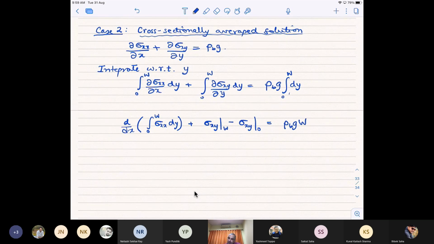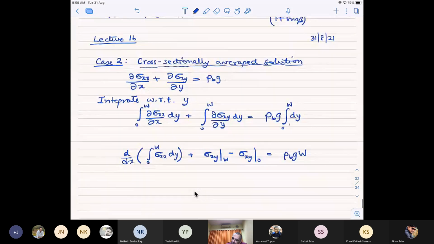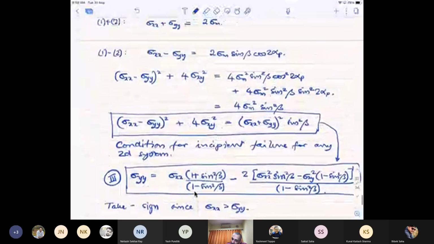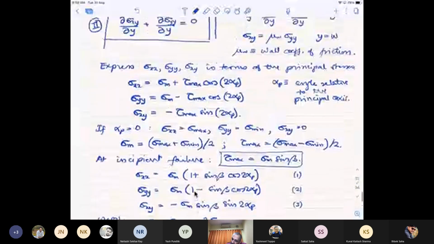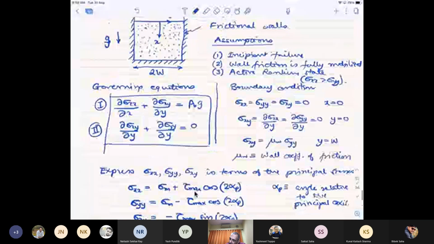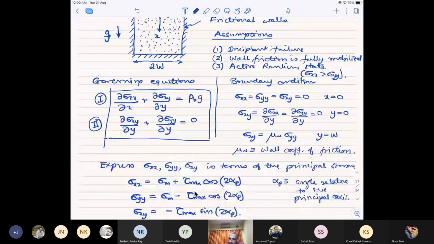Now let's look at the boundary conditions. Again, let's look at the boundary condition on sigma xy. So we go slowly upward. Where are the boundary conditions? Here they are. And what does it say? It says sigma xy is 0 at y equal to 0. That is one condition. And sigma xy is mu w times sigma yy at y equal to w.